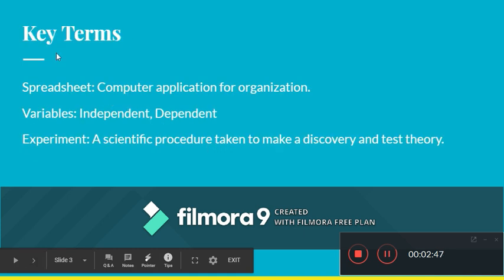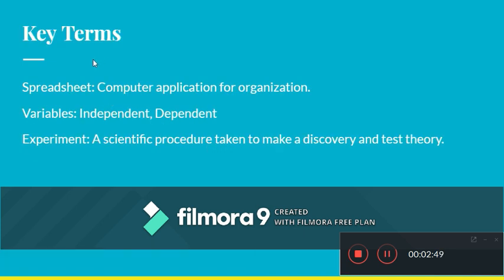Key terms. As always, we have our key terms. So our first key term is spreadsheet, and that is a computer application for an organization of data. I'm going to be presenting to you guys a spreadsheet towards the end of the video, so please make sure you check that out and stay for that, because it's going to show you how certain data is kept in a real experiment that could be done and performed.